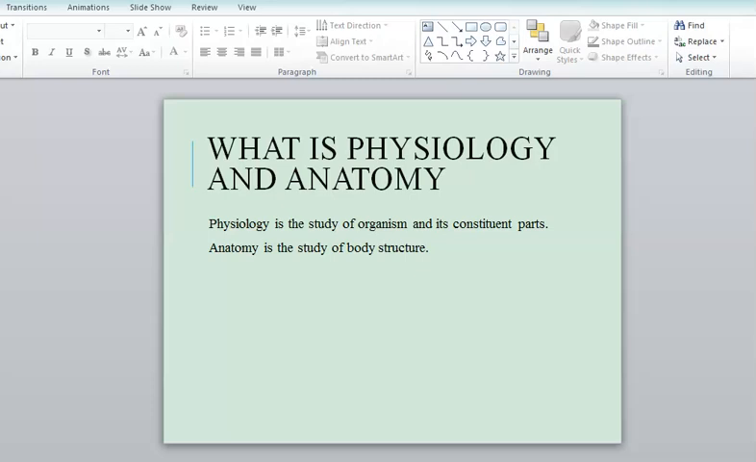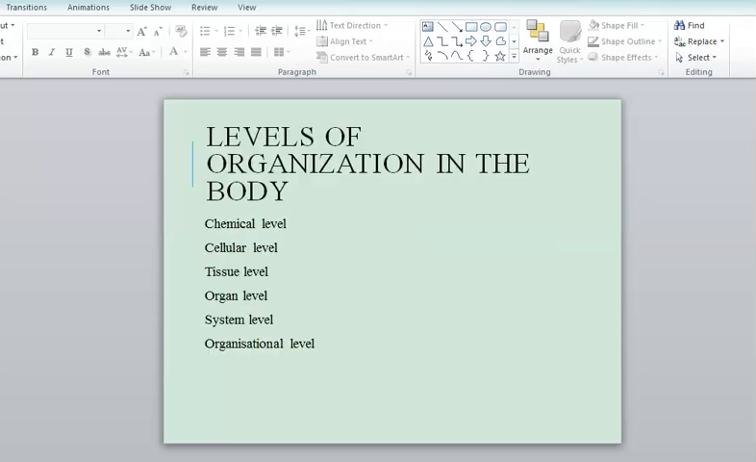The next is levels of organization in the body. When we study physiology or anatomy, we explore our human body in different levels. When we place our human body in a different hierarchy from its smallest part to the highest level, we can say that it is divided as 6 levels. That is chemical level, cellular level, tissue level, organ level, system level, and organizational level.